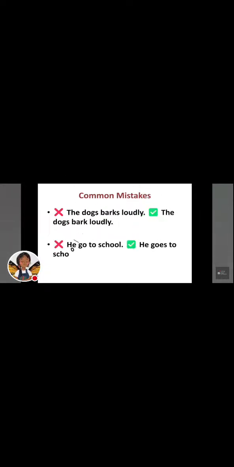Similarly, in the next sentence, he go to school. In this sentence, he is a singular subject. With singular subject, we always use a singular verb. And here we have used go, which is wrong. With he, we will use goes. So answer will be he goes to school, which is correct. As with singular subject, we use singular verb.